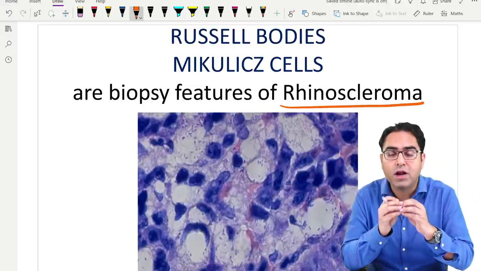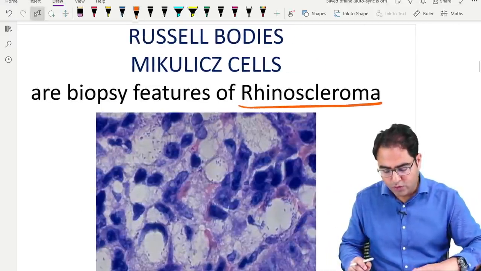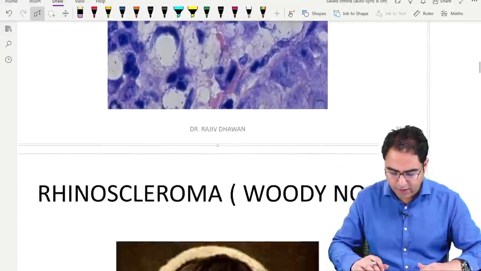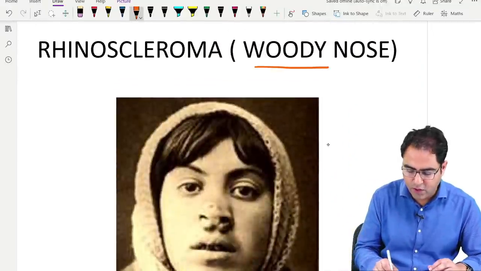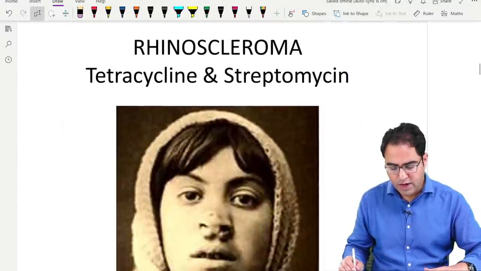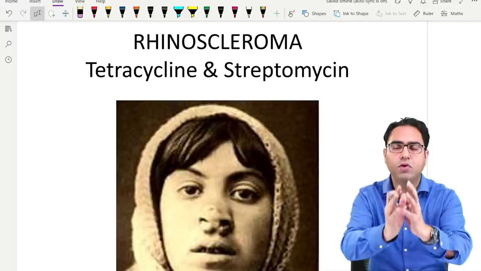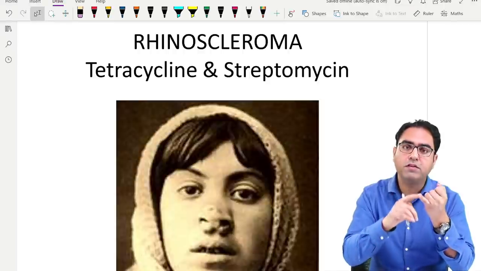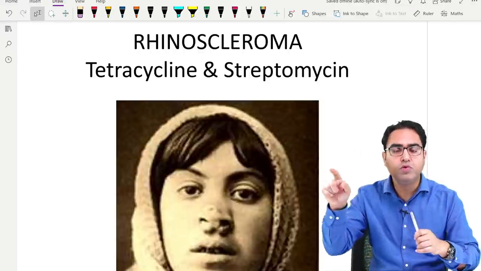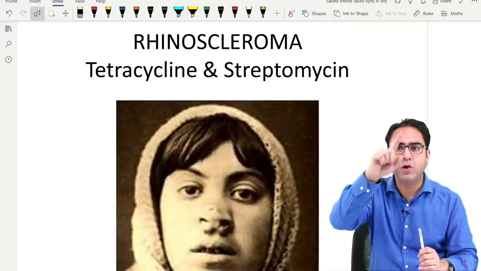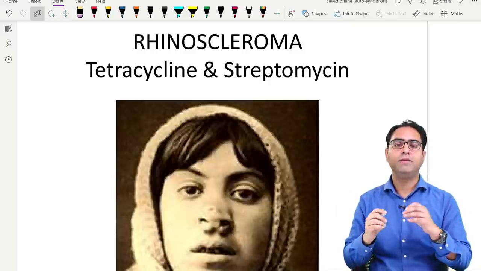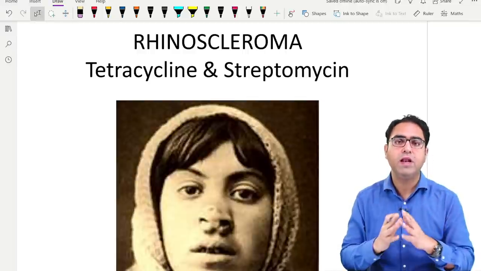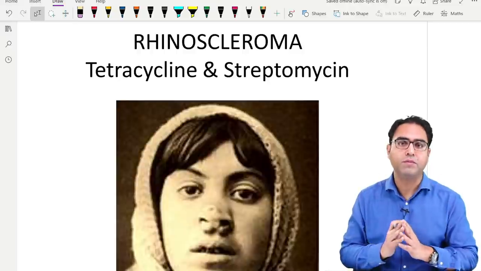Okay. Which drug is used in rhinoscleroma? The drug used for rhinoscleroma is tetracycline and streptomycin. Rhinoscleroma is also called woody nose. So the two things to remember are that the drugs of choice are tetra and strepto. Dapsone is used for rhinosporidiosis. Rhinosporidiosis has got a D for Dapsone. The Russell bodies and Mikulicz cells are histopathological features of rhinoscleroma. Okay, fine.